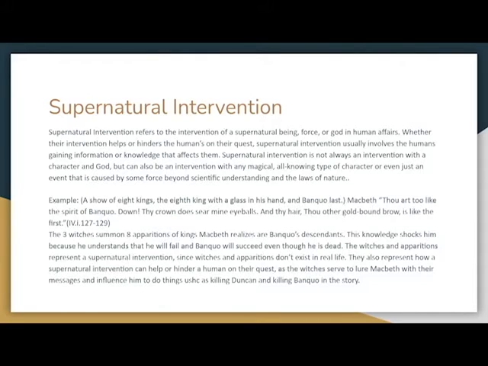An example of this is when the three witches summon 8 apparitions of kings that Macbeth realizes are Banquo's descendants. This knowledge shocks him because he understands that he will fail in the future and Banquo will succeed even though he is dead. The witches and apparitions represent a supernatural intervention, since witches and apparitions don't exist in real life. They also represent how a supernatural intervention can help or hinder a human on their quest, as the witches serve to lure Macbeth with their messages and influence him to do things such as killing Duncan and killing Banquo in the story.